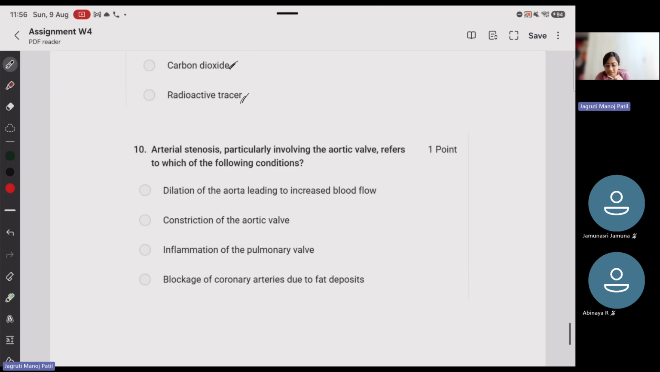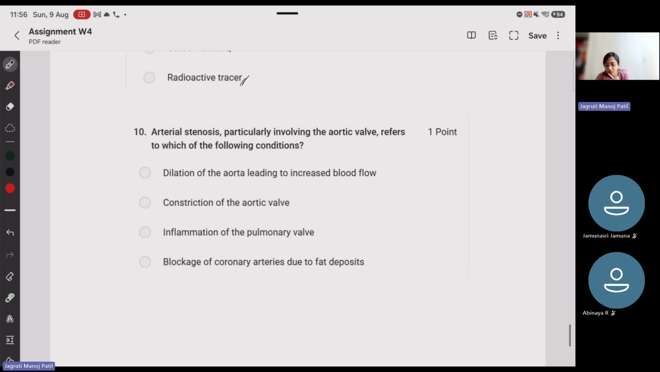Okay. Aortic stenosis, particularly which involves the aortic valve, right? It refers to which of the following? So what happens in aortic stenosis? Stenosis and constriction are similar terms. Your valves are getting constricted and you don't have enough blood flow through it. So it can't be dilation because it's flowing. So stenosis is a term related to constriction. It's constriction of the valve, right?